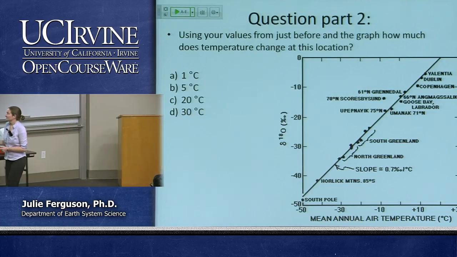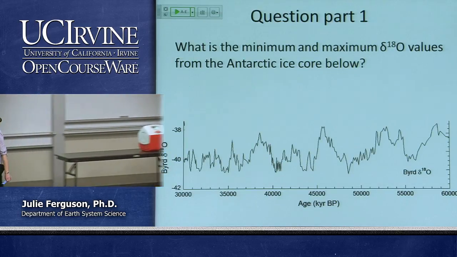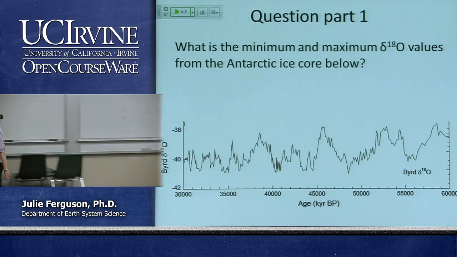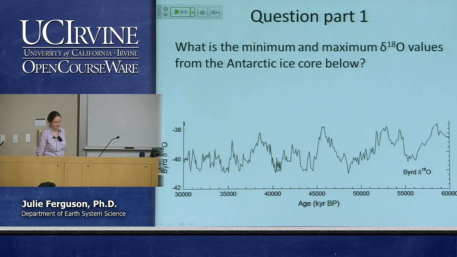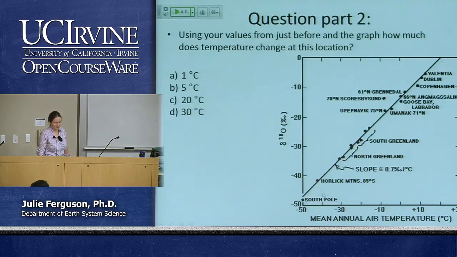Okay. Maybe I'm doing it wrong. Okay, hang on a sec. I might be doing it wrong. So let's have a look. So what is the maximum of the delta O18? Maybe minus 37 or so, 38. What's the minimum? Minus 41. So let's move forward.